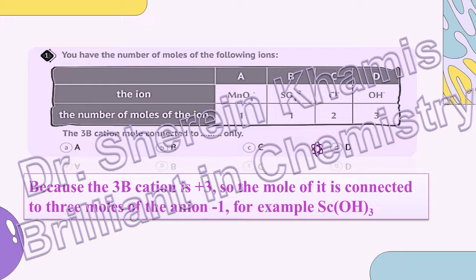It will be the right answer, letter D. So we have 3 moles of OH, and in front of it we will take 1 mole of the cation. That means we take only 1 mole of scandium in front of 3 moles of hydroxyl. So that's the example here: scandium Sc(OH)3. This is an easy question, the first one. Let's go into question number 2.